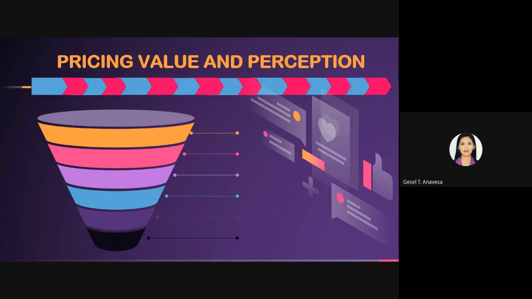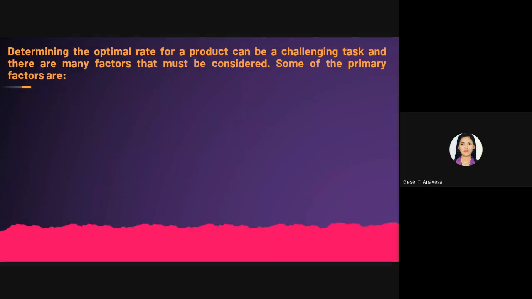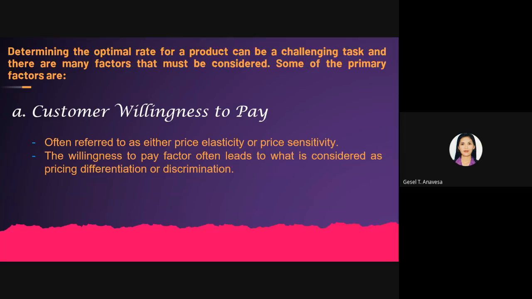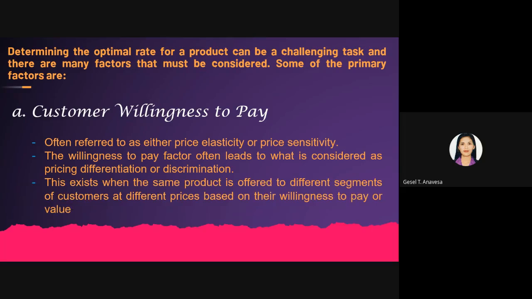So determining the optimal rate for a product can be a challenging task, and there are many factors that must be considered. Okay, so some of the primary factors are, first, customers' willingness to pay. Okay, so this is often referred to as price elasticity or price sensitivity. Okay, so the willingness to pay factor often leads to what is considered as pricing differentiation or discrimination. So this exists when the same product is offered to different segments of customers at different prices based on their willingness to pay or value.